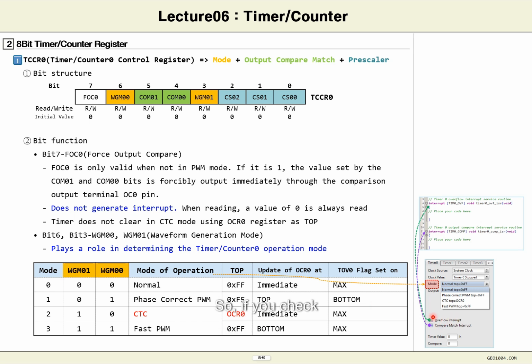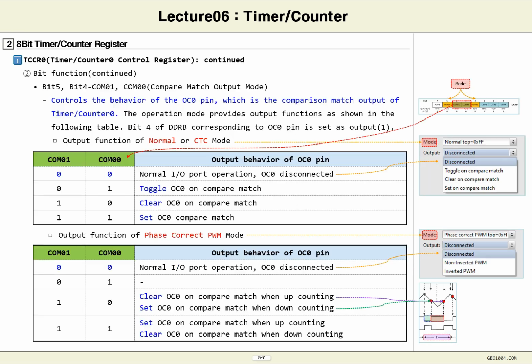So if you check the overflow interrupt and compare match interrupt here, C language code is automatically generated like this. When we get to this point, we first looked at WGM01 and WGM00. Now look at the compare match output modes, COM01 and COM00.